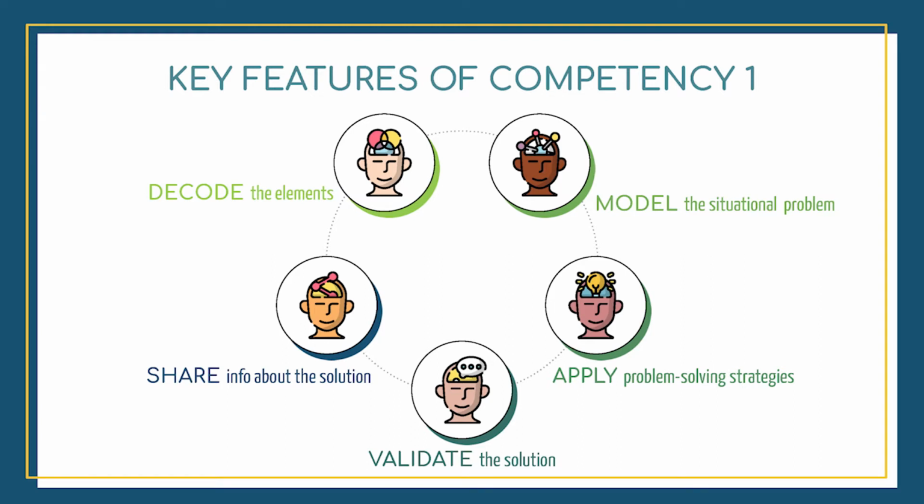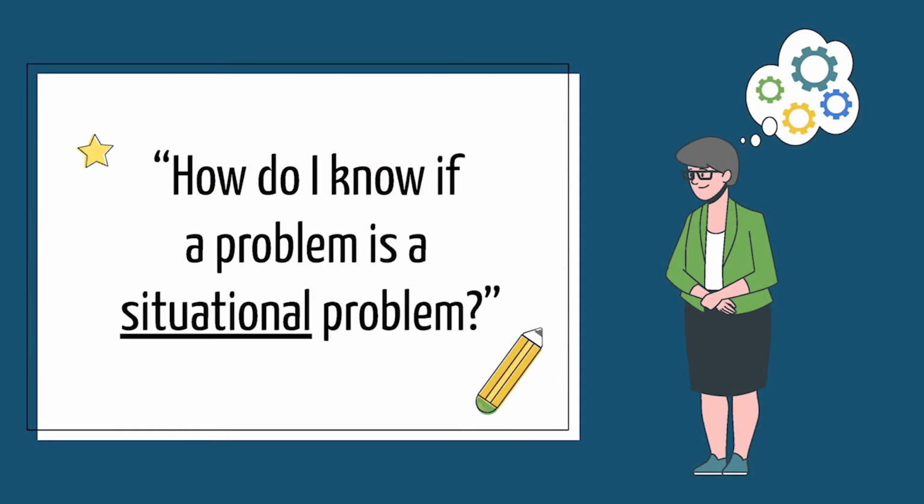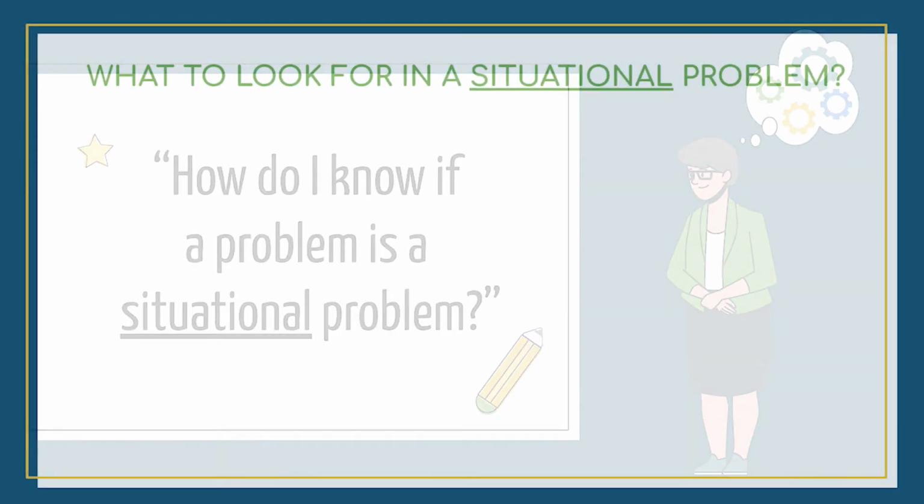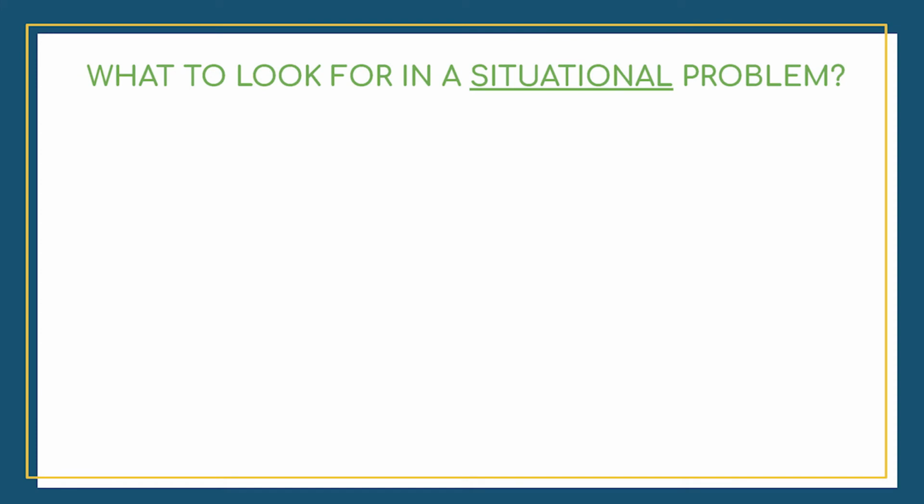A question that comes up a lot is, how do I know if a problem is a situational problem? When trying to answer this question, think of situational problems as your favorite meal. The recipe will include many ingredients, some necessary and some that are nice to have. Situational problems are very similar, as they include many ingredients that make up the problem. We like to call them look-fors. Here are the ingredients or look-fors that make up a situational problem.